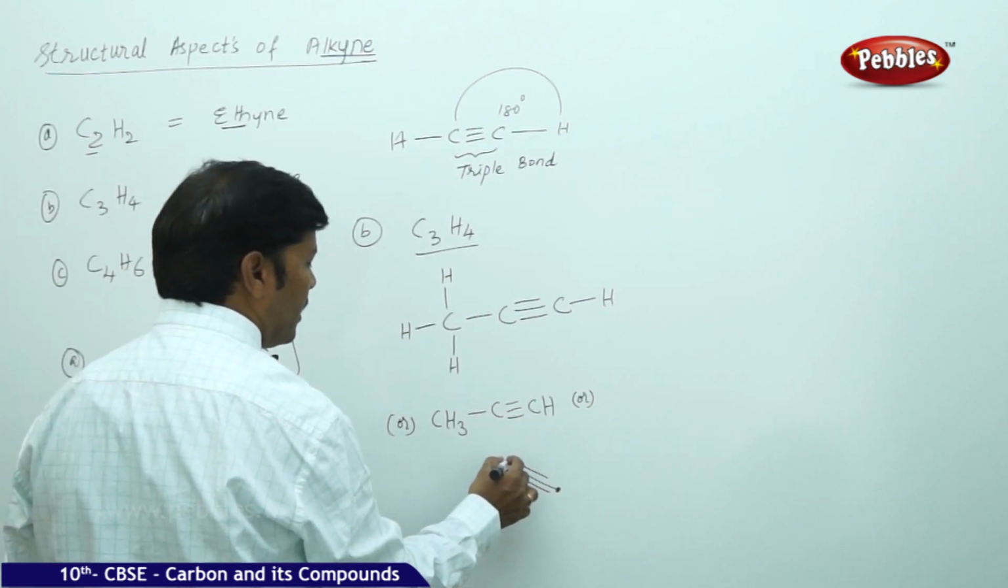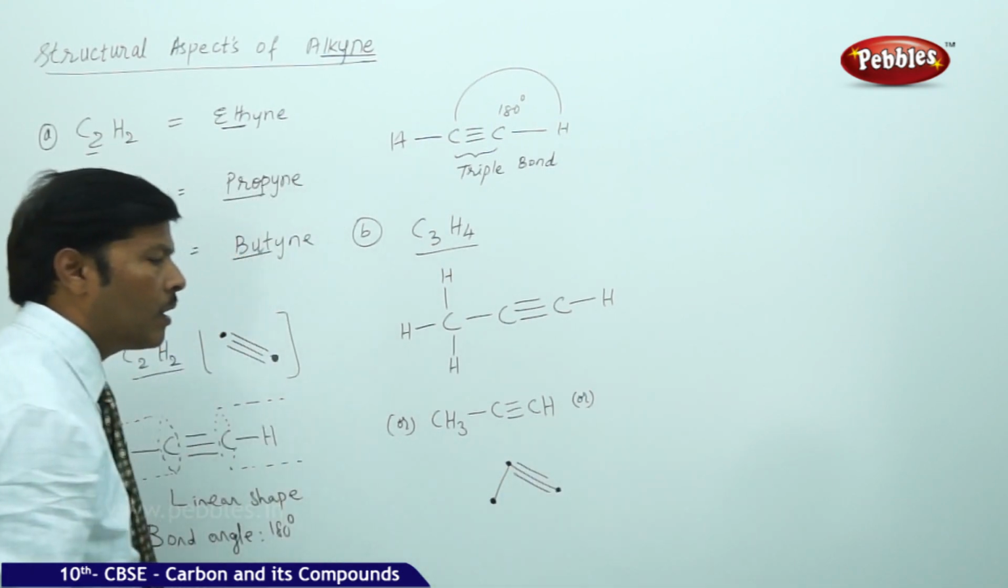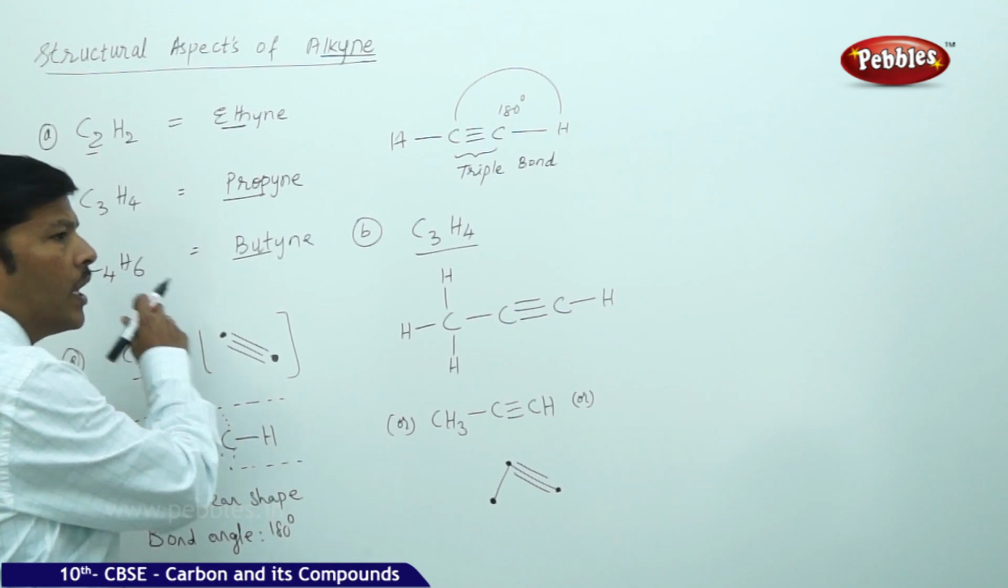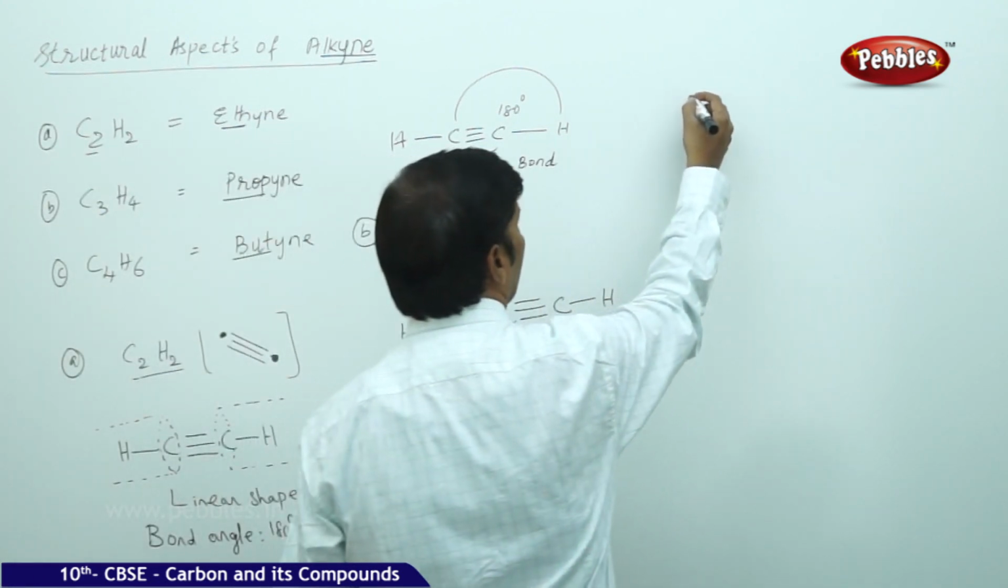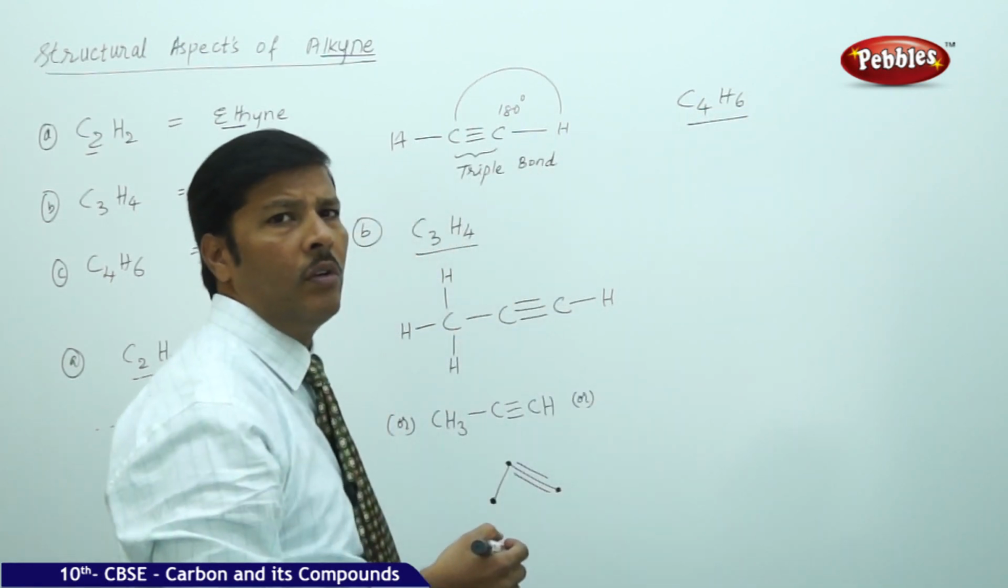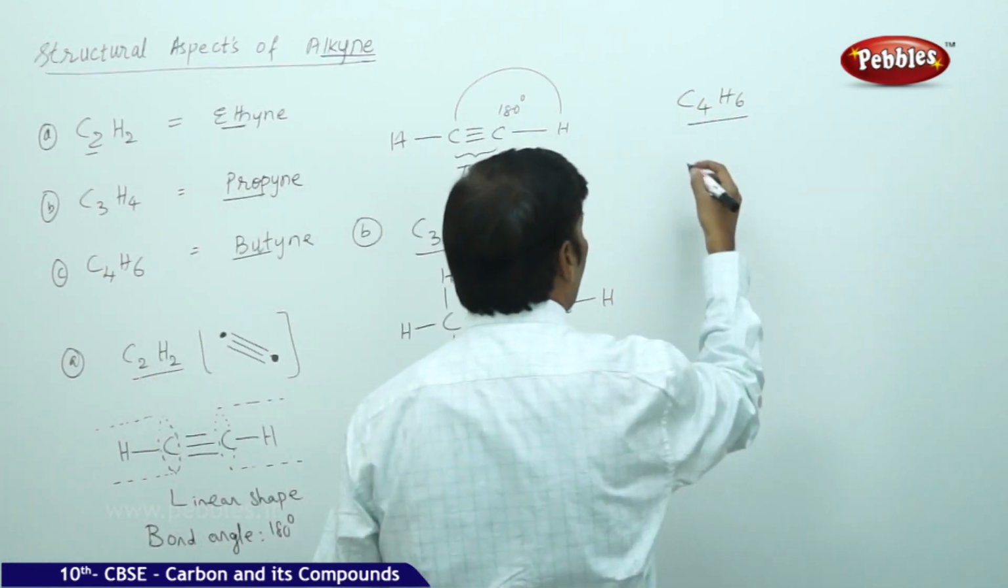Here one carbon is there, here one carbon is there, and here also one carbon is there. This is propane. Similarly, you go for butane. If you go for butane, that is C4H6, the number of carbons is 4. You can create a triple bond between any two carbons.